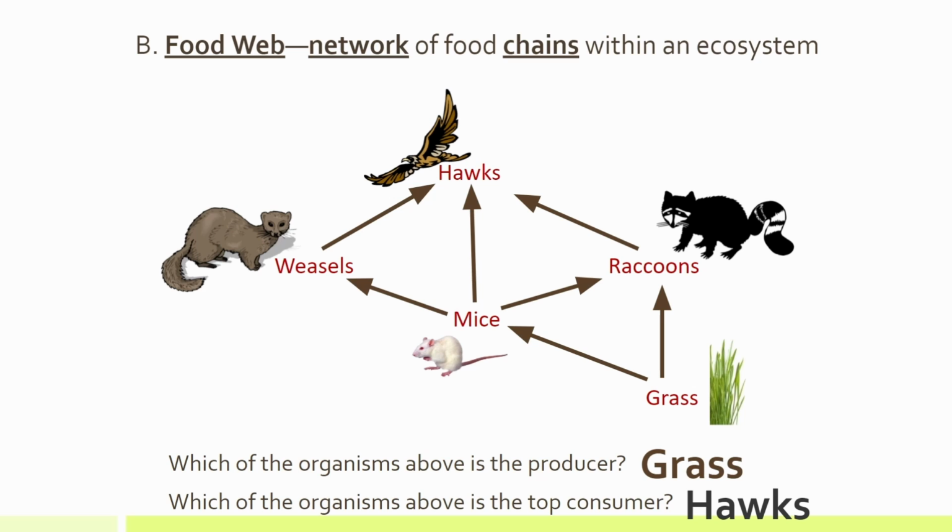They're going to be at the very top because they can also consume the weasels and raccoons, which are kind of intermediary types of consumers. And the mice is much lower as an intermediary type of consumer than either the weasels or the raccoon.